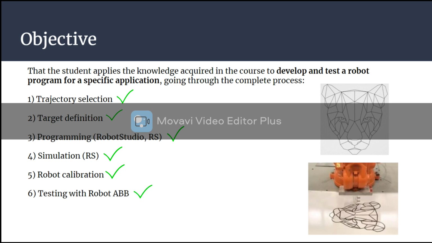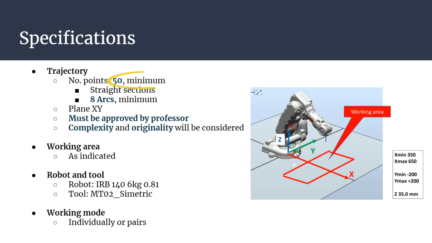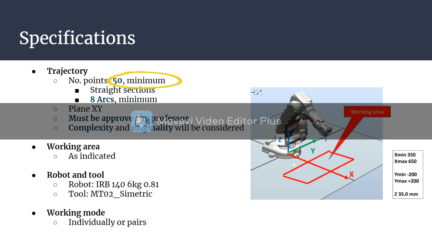robot ABB. As part of the project specifications, we had to choose a design proposal that would meet a trajectory of a minimum of 50 points and 8 distinguishable arcs. The drawing was to be portrayed on a visible XY plane and previously approved by the designated teacher. Aspects such as complexity and originality were to be evaluated and considered.